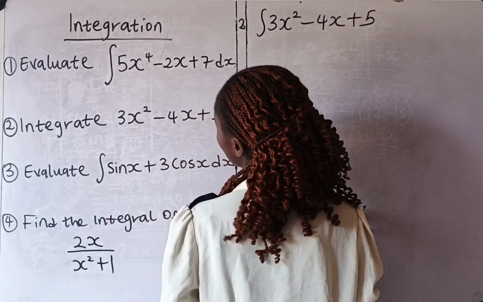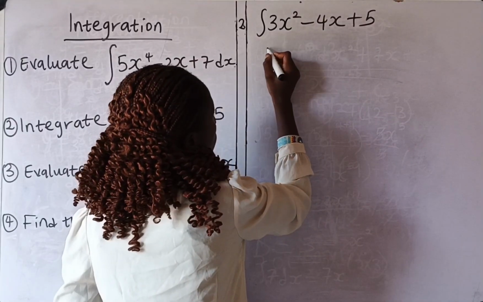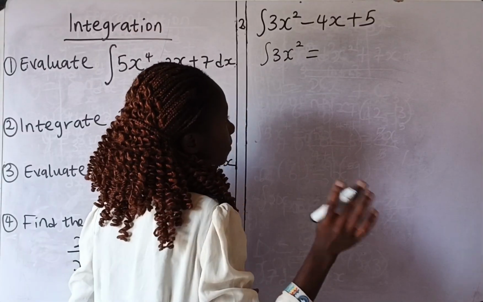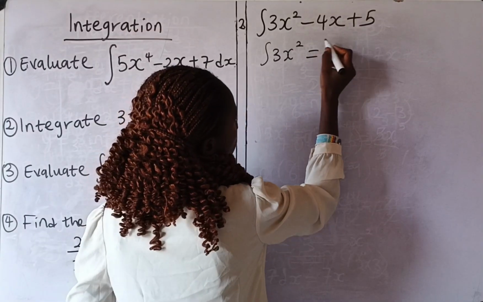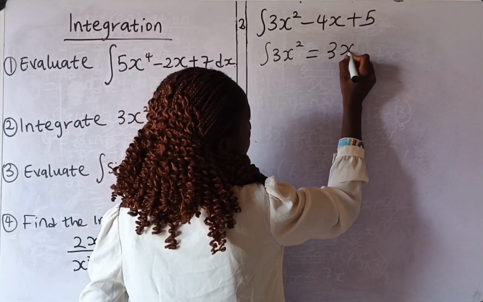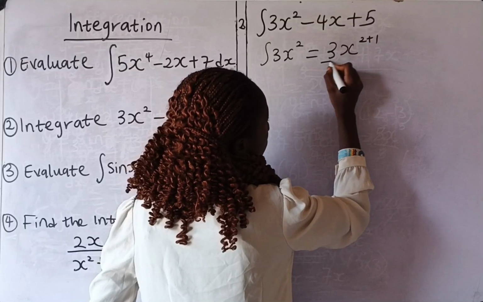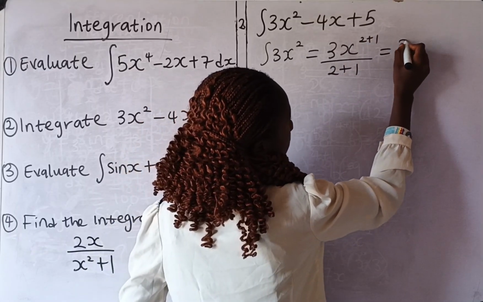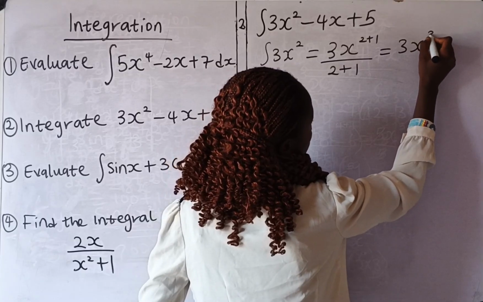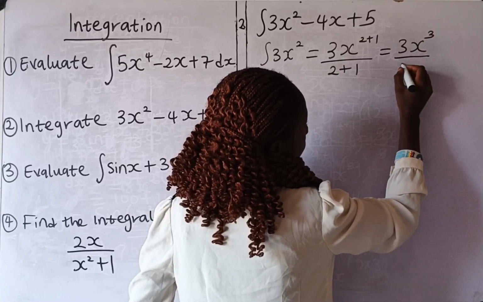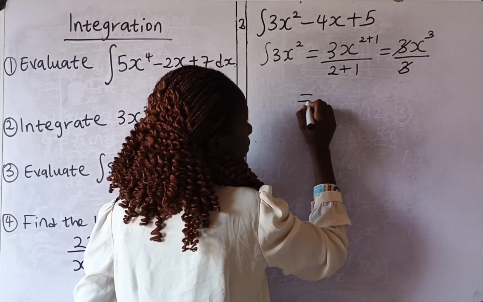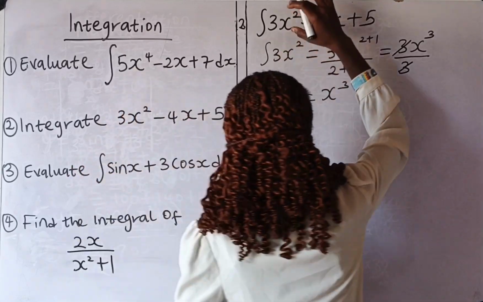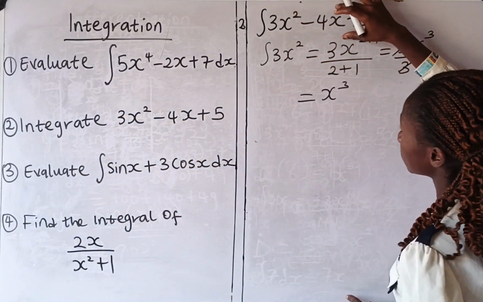Like I did in question 1, we integrate it gradually. So the integral of 3x squared, using the same method and formula I just told you, we'll have 2 plus 1 divided by what? 2 plus 1. So what do we have here? 3x raised to the power of 3 over 3. So what do we have? We now have x raised to power 3. That's for this part. So let's move over to this part.